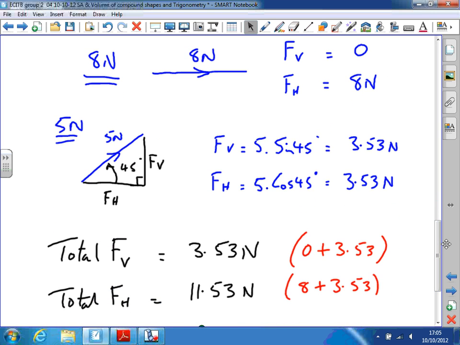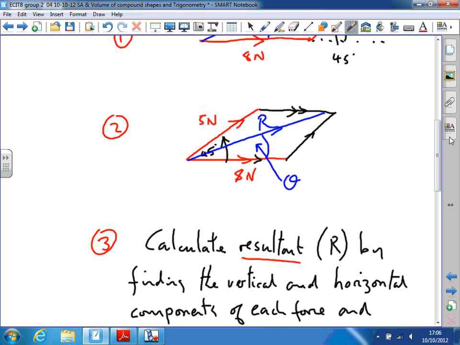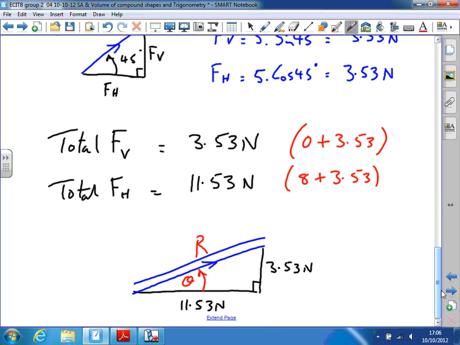The vertical and horizontal components of the 8 Newton force are easy. A quick calculation using sine and cosine gives the vertical and horizontal components for the 5 Newton force. So with practice, that's quite straightforward as well. You just then add them together to get the total vertical and horizontal components of 3.53 and 11.53. From that, you construct the triangle. Note how I've made the triangle look like the resultant is going in the same direction as in the original problem.